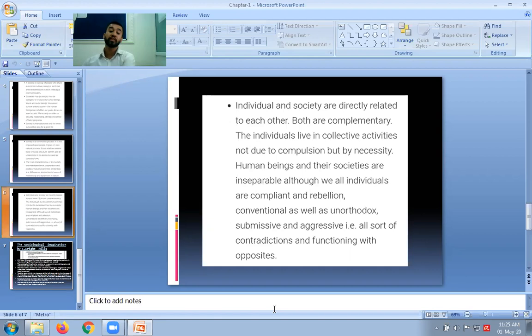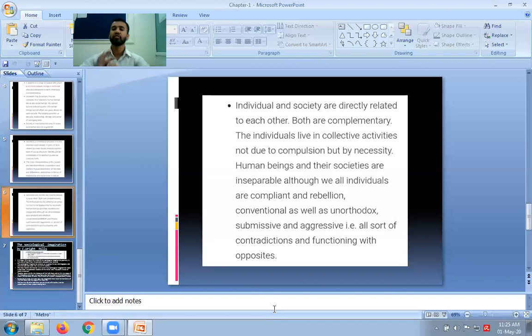But some people on the other hand are aggressive. They are not conventional. They are unorthodox, meaning they always want to bring changes in the society. They always fight for their rights. They always try to convince people of what they actually want to do in the society. So all these kinds of things exist in the society, right? So overall, it is a mixture of the functioning of opposing forces that are there in the society. And I'm going to talk about that after this.